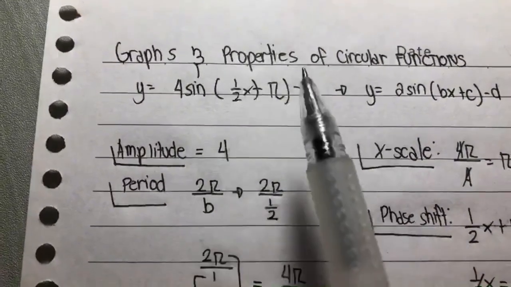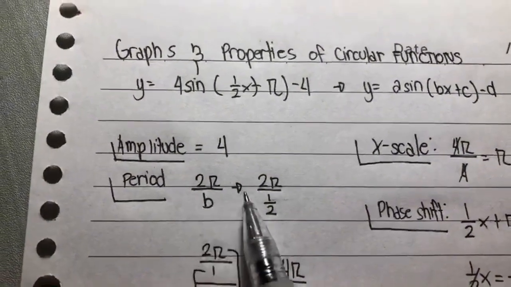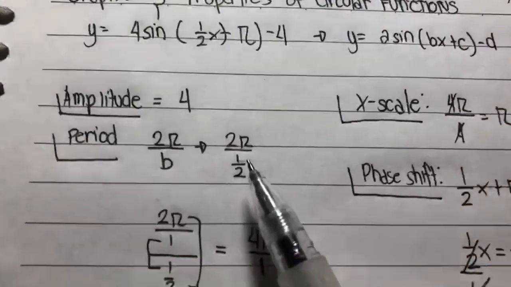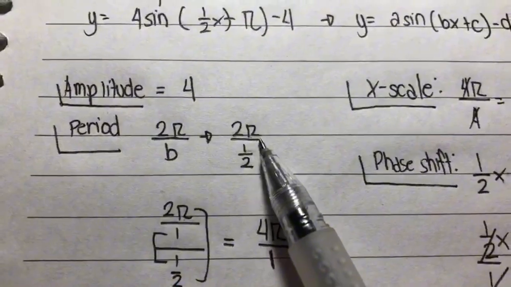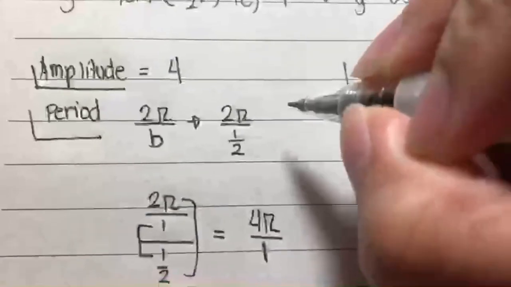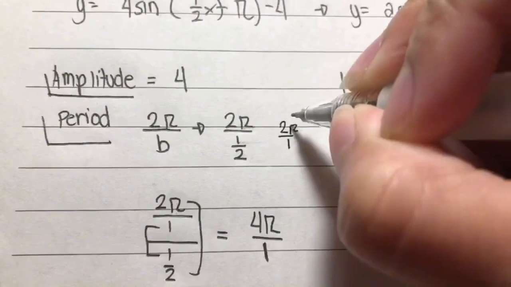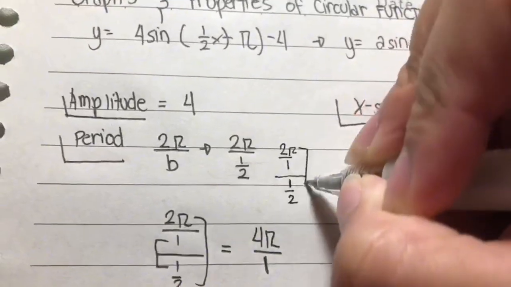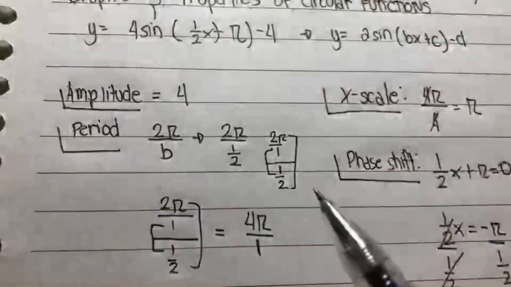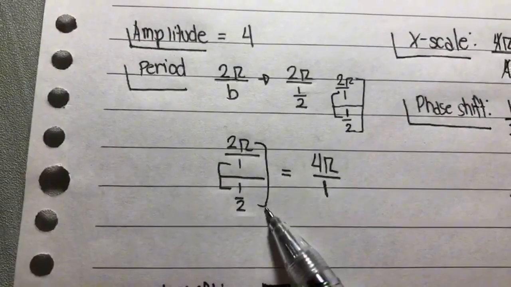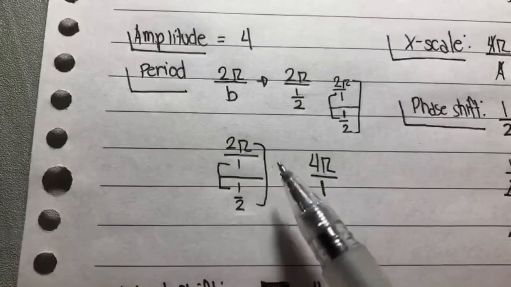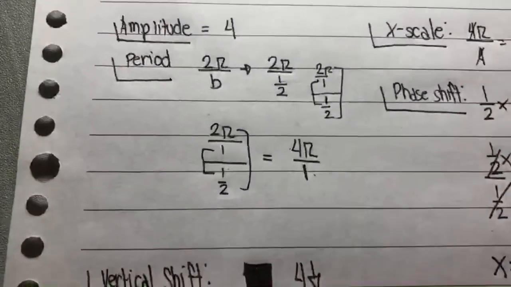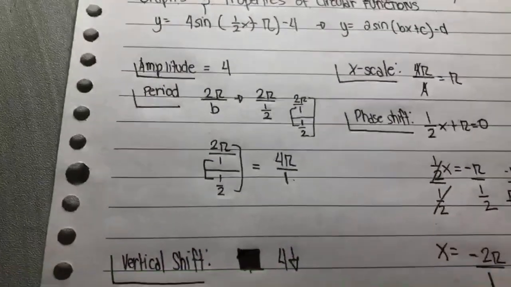Para naman sa period, we have the formula of 2 pi over b. So, 2 pi, tapos ano ba yung b natin sa equation, which is the 1 half. So, i-substitute lang natin. So, 2 pi over 1. Since 2 pi is a whole number, gawin natin siyang fraction para balance sila ng 1 half. Then 1 half, then multiply natin siya. So, 2 pi multiplied by 2 is equals 2 times 2 is 4, so 4 pi. Then 1 multiplied by 1 is 1. So pwede maging 4 pi na lang yung answer natin, or 4 pi over 1. Yun yung period natin, 4 pi.